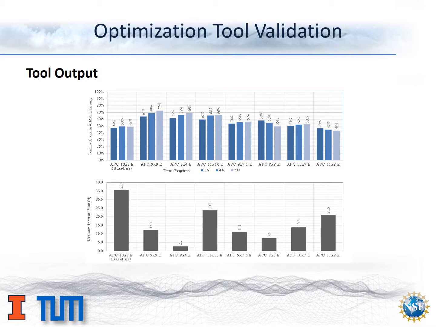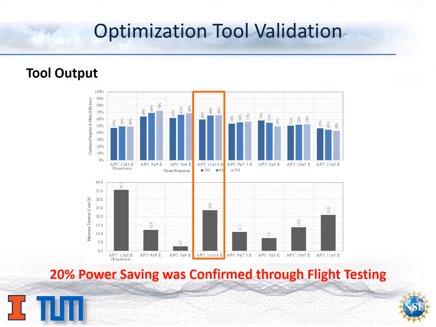Now, if we look at the maximum thrust produced at the aircraft's stall speed of 15 meters per second, we can see the top two combinations produce insufficient thrust. However, the third combination can produce sufficient thrust for stall recovery and allows for approximately 20% savings in power. We later confirmed this combination's 20% power savings through flight testing.